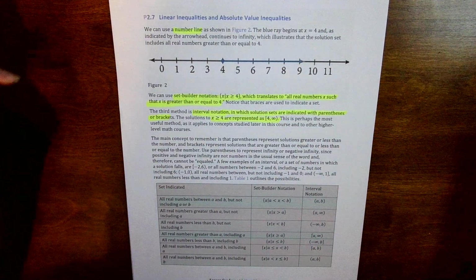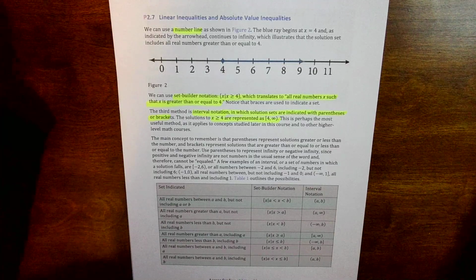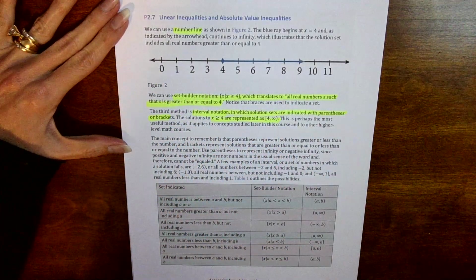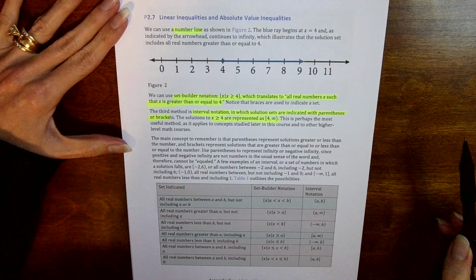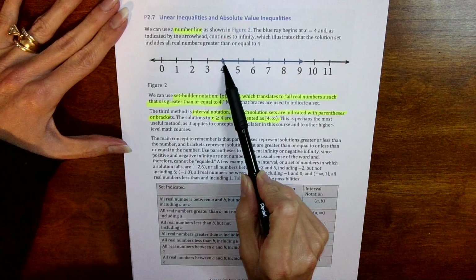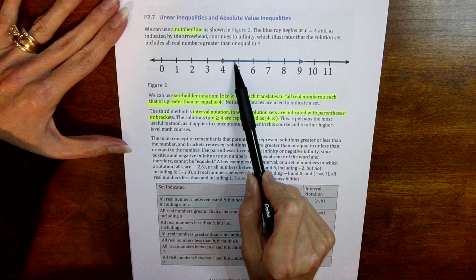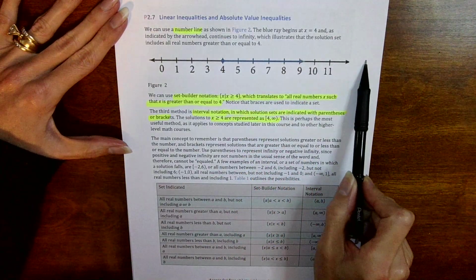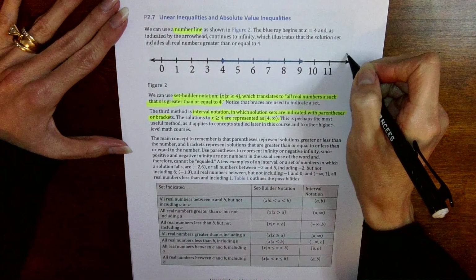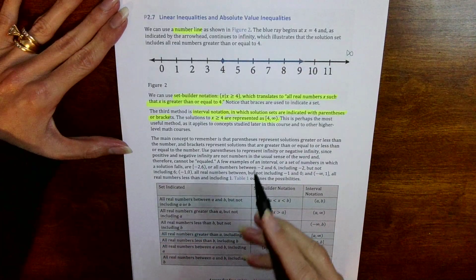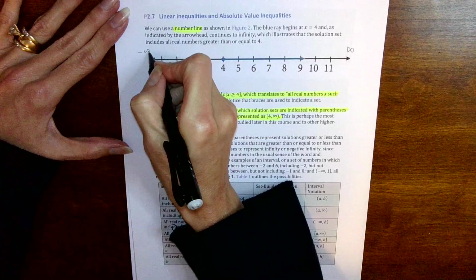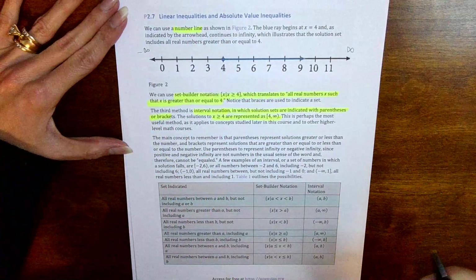Today we're going to talk about linear inequalities and absolute value inequalities. We have something called a number line, as shown here, and the blue ray begins at x equal to 4, and it's indicated by the arrowhead to go on forever in the positive direction. So it goes to infinity. If it were to go to the left-hand side in the negative direction, we would call that negative infinity.